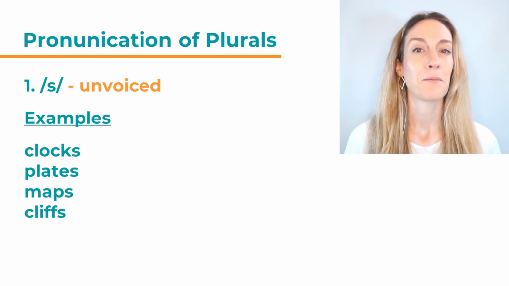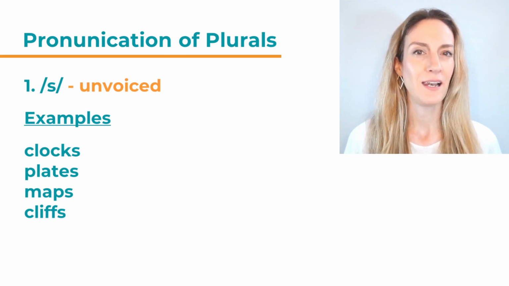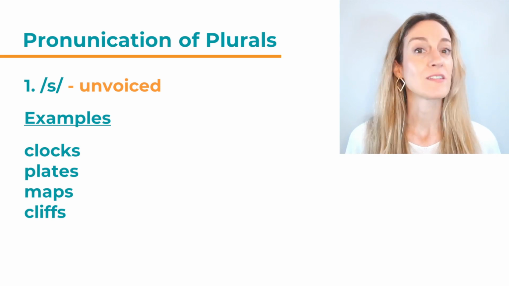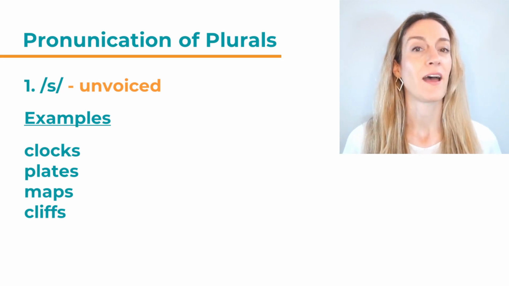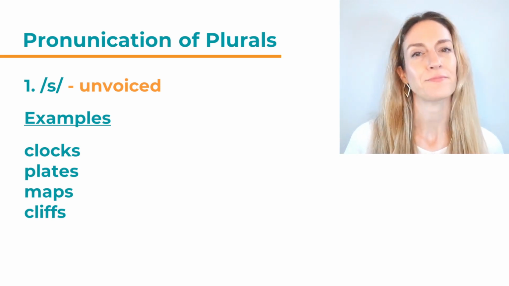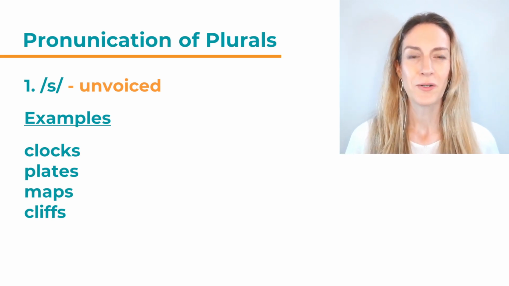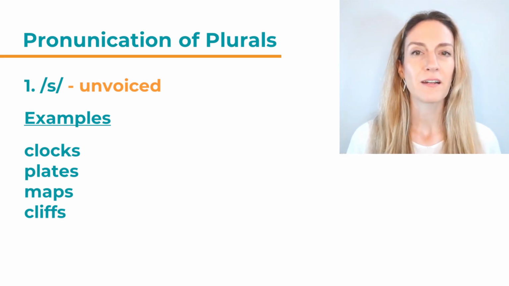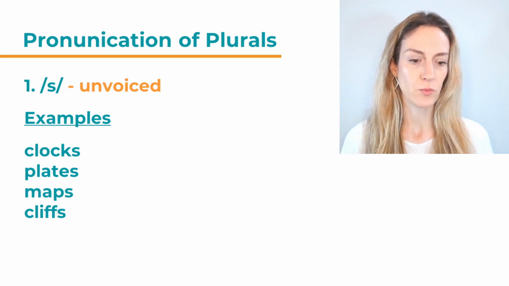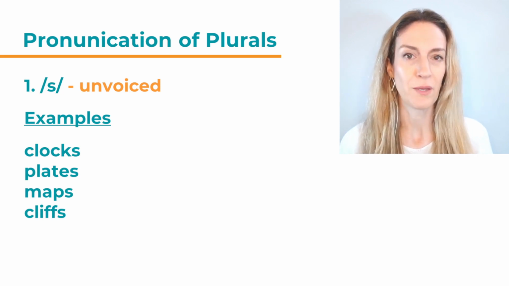Clocks, plates, maps, cliffs. All of the nouns are in the plural, ending in the spelling S, and the spelling S is pronounced s with an unvoiced s fricative. Now, they have something else in common. So we're going to have a look at the end of these words and the final few sounds in each word. And remember, we go by sound and not by spelling. This is important to remember here.